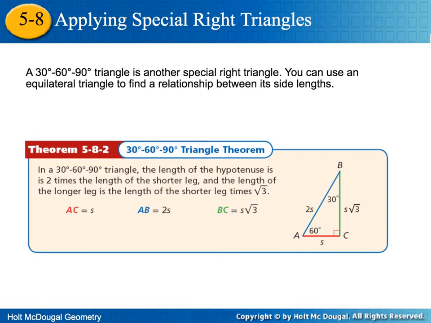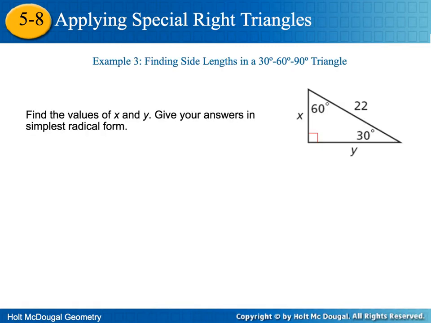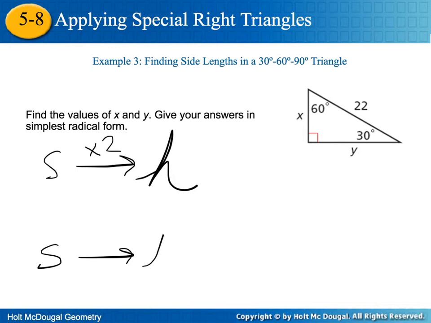Please get these copied down. Alright, so example 3. Find the value of x and y, give your answer in simplest radical form. x is going to be the short side, I'm going to call it S. To go from the short side to the hypotenuse, I multiply it by 2. To go from the short side to the long straight side, I have to multiply it by square root of 3.